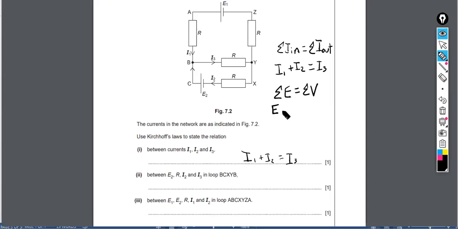E2 is the only EMF, so the sum of the EMFs is just E2, and it must equal, let's follow the circuit around this way, I3 going across R. Remember that voltage is equal to I times R. They don't allow us to write it in terms of voltage. We have to write everything in terms of E, R, and I. So the sum of the potential differences is I times R. This is I3 times R, that one right there.